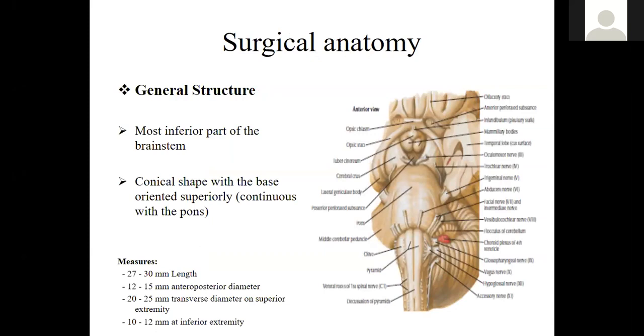So in a fully grown adult, the medulla oblongata is the most inferior part of the brain stem, which has a cone shape with a base oriented superiorly, continuing with the pons just above here. It measures 27 to 30 millimeters of length, 12 to 15 millimeters anterior-posterior diameter, 12 to 25 millimeters in transverse diameter on the superior extremity, and 10 to 12 millimeters at its inferior extremity.